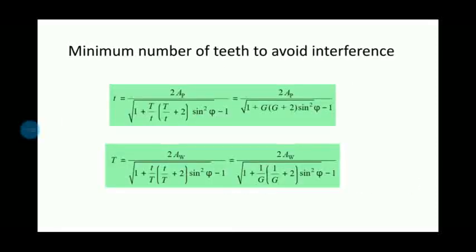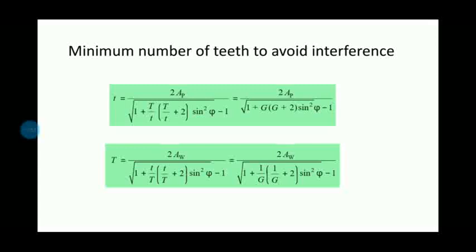So what you have to study is the minimum number of teeth on each gear to avoid interference. That you should know, and the derivation is not required. The only thing you have to study is the equation. This is the relation. Now study both expressions: one is for small t, the teeth on the pinion, and the other is for the teeth on the wheel.